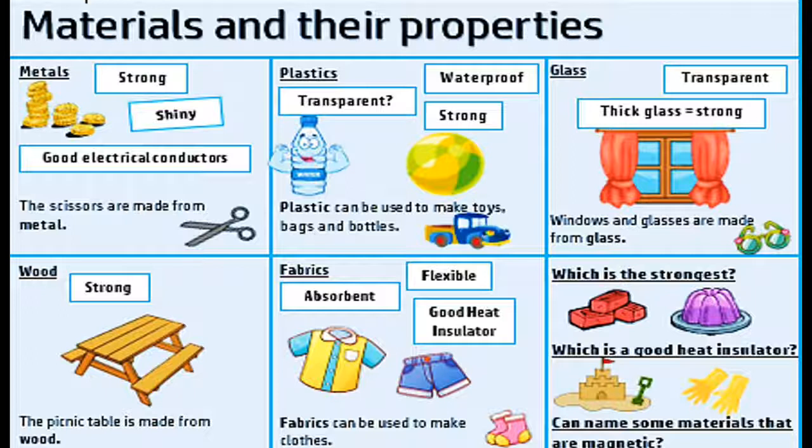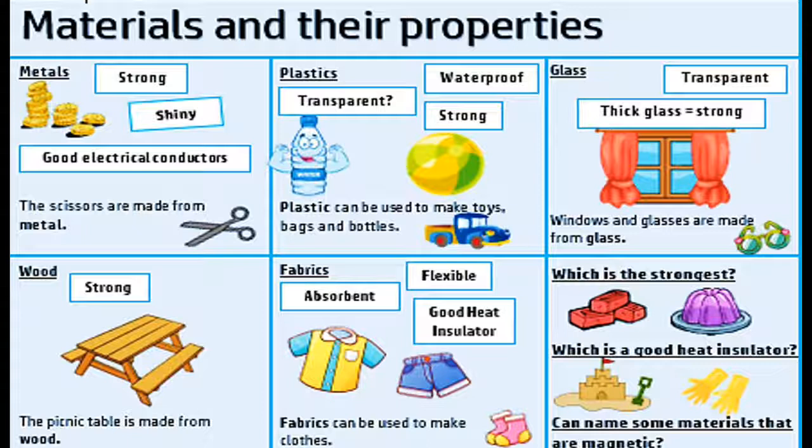Like if you see a glass window, what do you notice? That it is made up of glass or it is made up of wood. Now how do you come to know it is glass? Because the property is that it is transparent and strong.